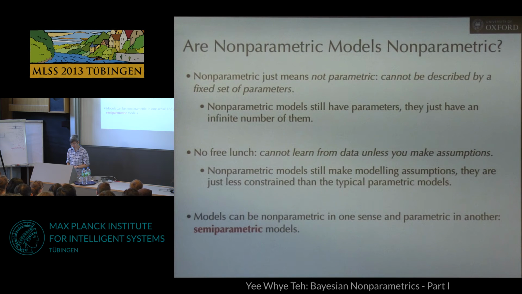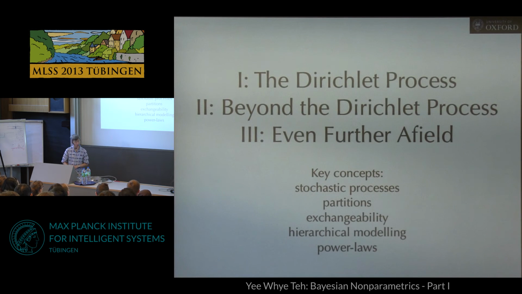There are going to be three parts to this series of lectures. The first one, this lecture, is going to be mostly about the Dirichlet process because it's a cornerstone of Bayesian nonparametrics, so I'd like to spend some time talking about what it is. And then the next two lectures are going to try to go beyond the Dirichlet process. There are a certain number of key concepts that I'd like to highlight here. I've talked about exchangeability already. I've talked about power laws.